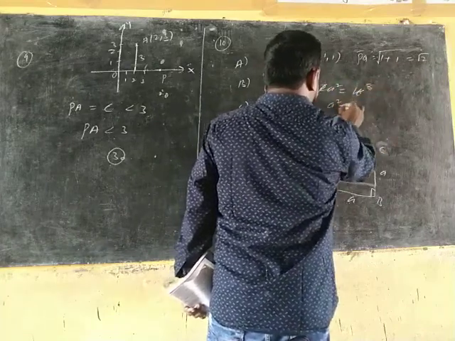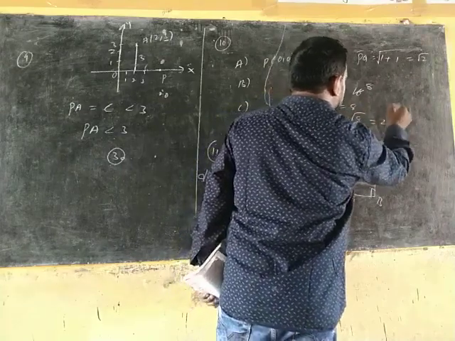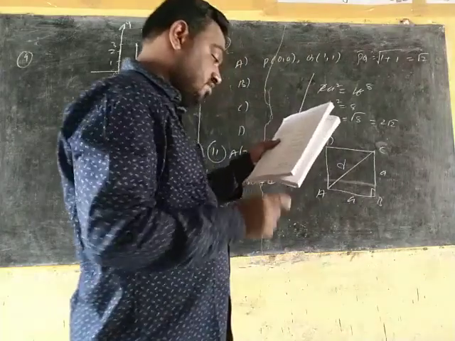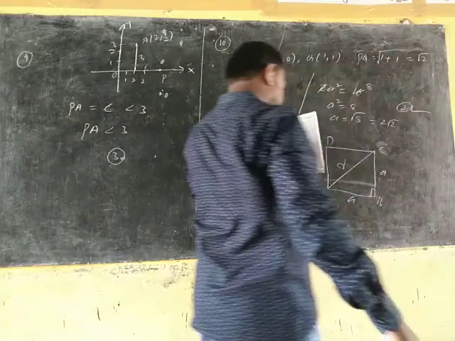So a square is equal to 8, a is equal to square root of 8. That is nothing but 2 root 2. So square root of 8 to 2 root 2 is the right answer. Option 2 is the right answer for this question.